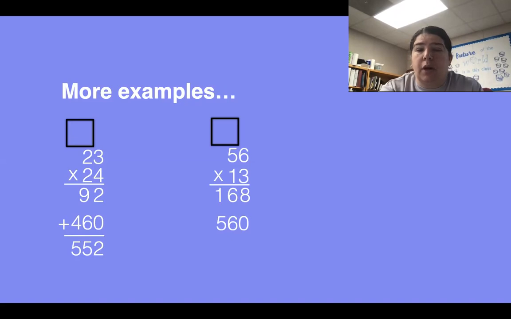Okay, boys and girls, what do we call these two numbers? 168 and 560? You remembered. Partial products. I love it. When you get your two partial products, you add them together and your answer will be your final product.